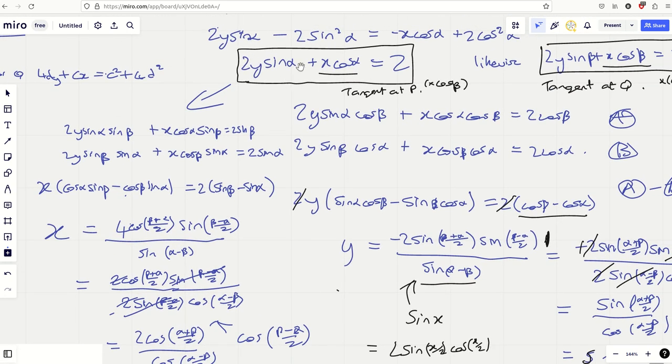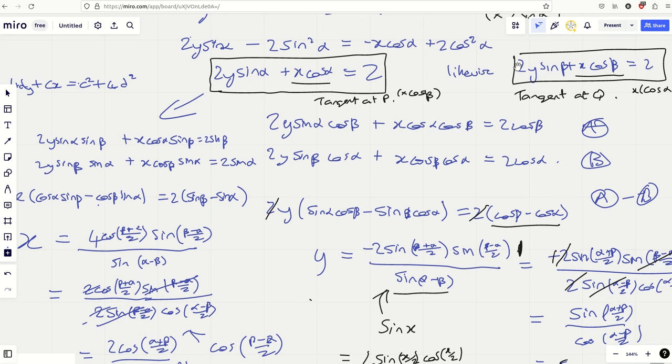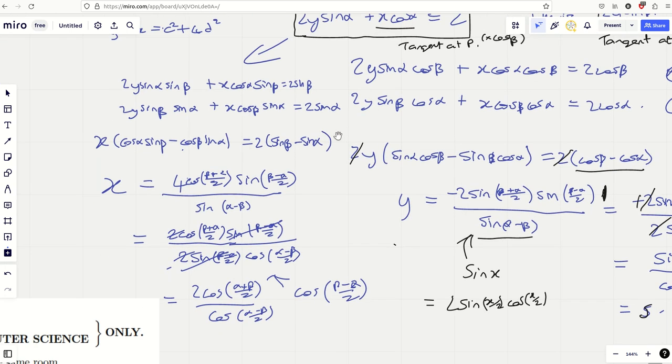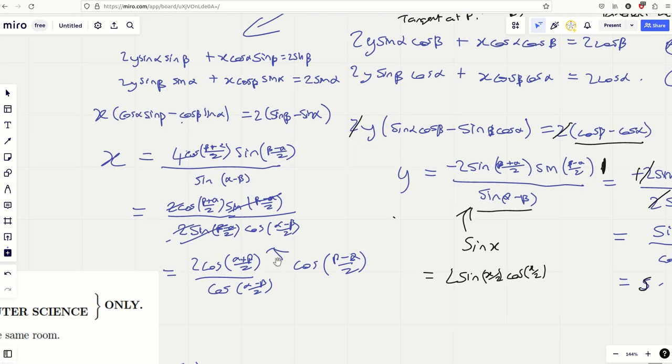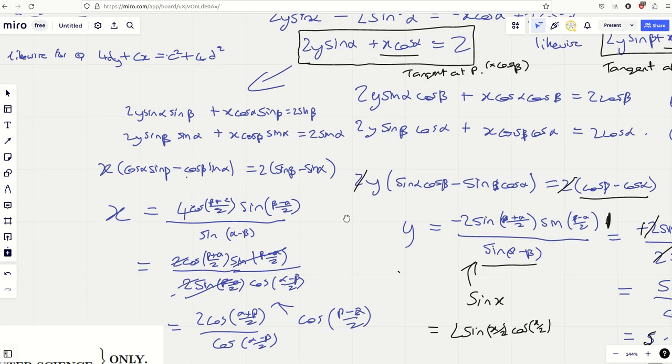So times this all by sine beta, times that one all by sine alpha, you get these two equations. You subtract them to get rid of all the y's, so you'll have x. It works exactly the same way. You're going to use double angle again on the bottom and eventually end up with 2 cos alpha plus beta over 2 cos alpha minus beta over 2, and that is of course R. So, okay, that's one way of doing it.